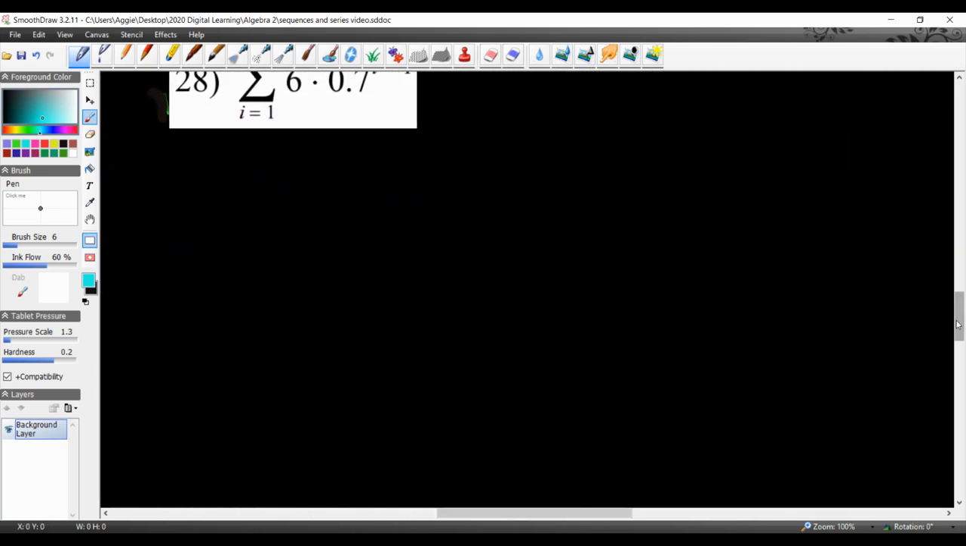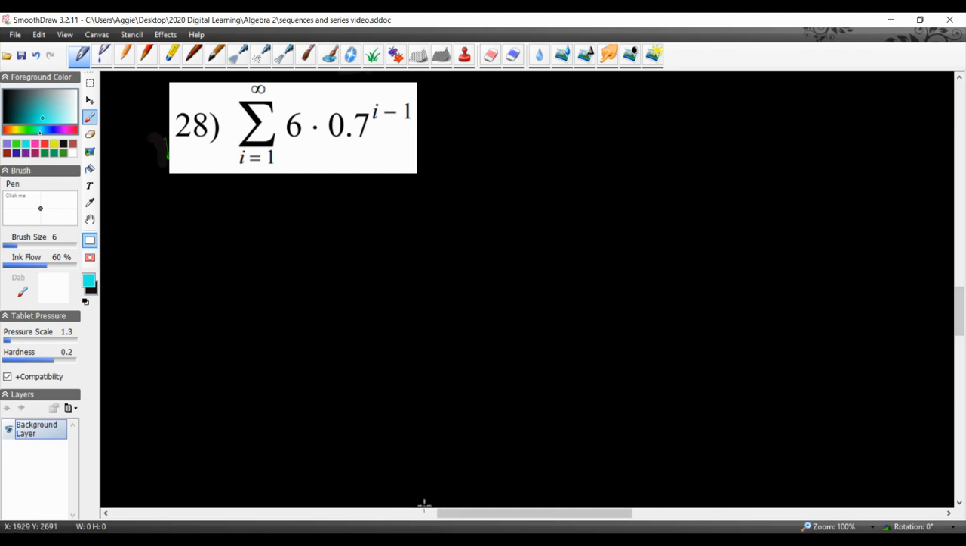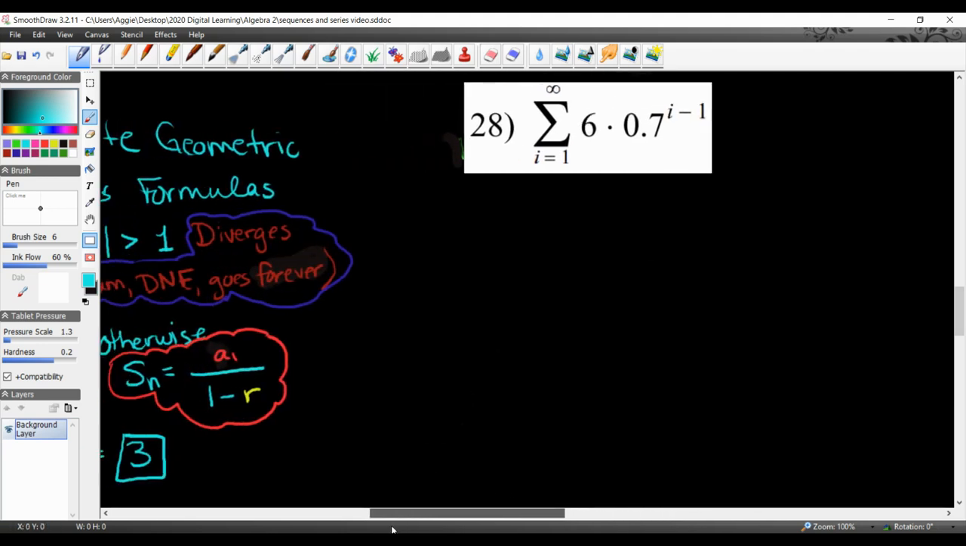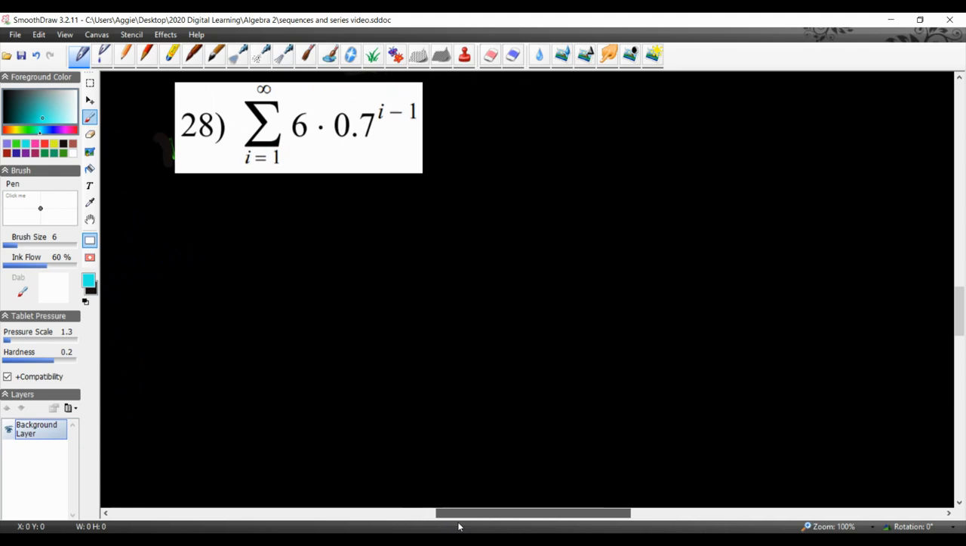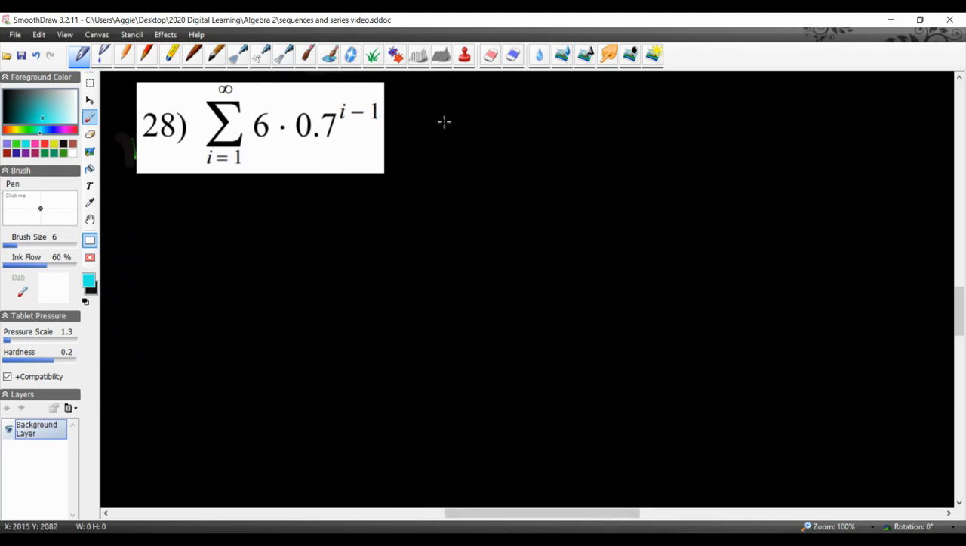So this is number 28. We're going to be using the same concept. Remember, here's the formula. Make sure you have it written down. We first want to check our common ratio, so let's go ahead and do that. Keeping my colors consistent, our R is going to be equal to 0.7 in this one. If we take the absolute value of that, it's still positive, which is 0.7. And 0.7 is not greater than 1. It's actually less than 1. So that means we're going to be using option B, which is that formula again.